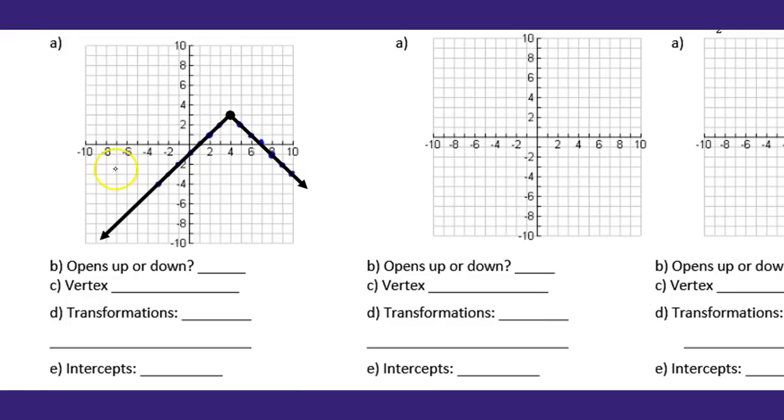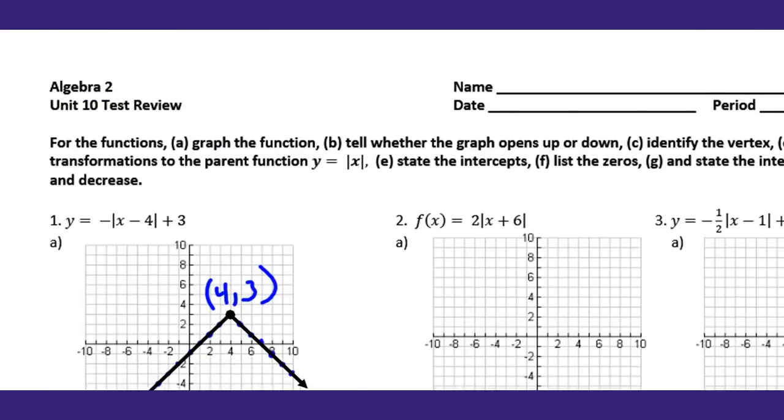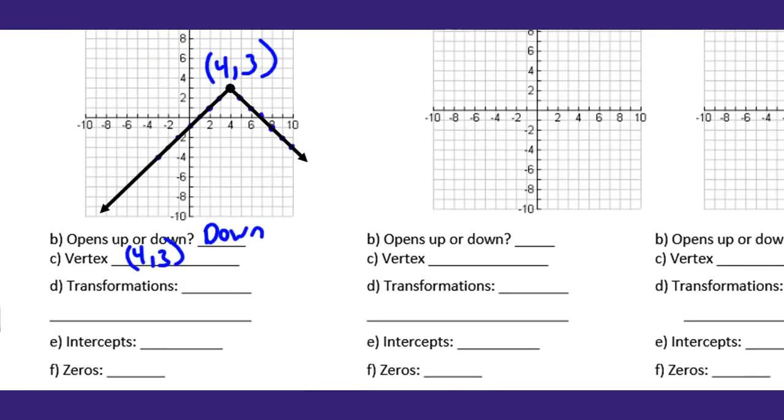So does it open up or down? Well, obviously, guys, it opens down. So we're going to put down the vertex. We already discussed the vertex, which was 4, 3. Remember, the vertex is a point, guys. 4, 3. For transformation, we have right 4 units, up 3 units, and then reflect across the x-axis.